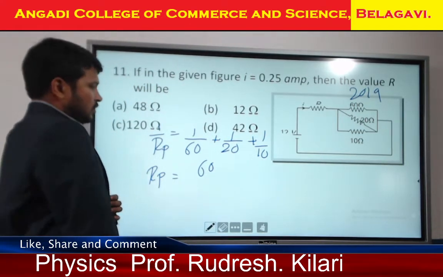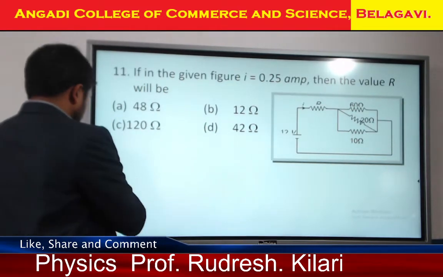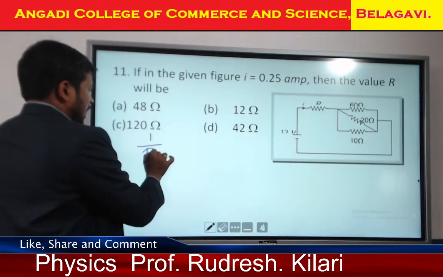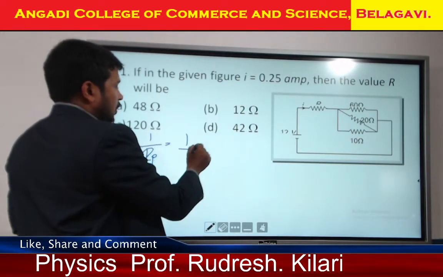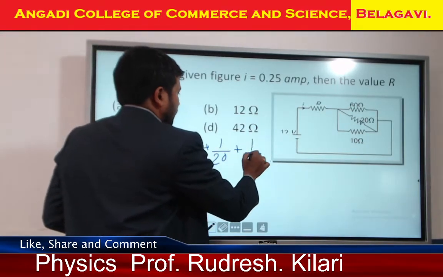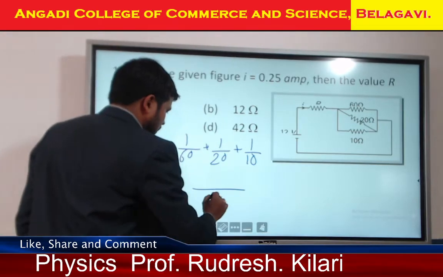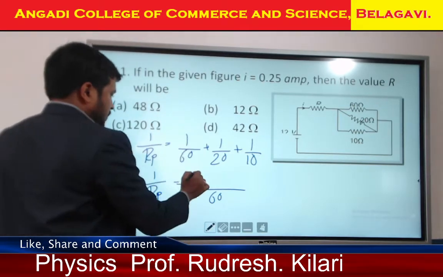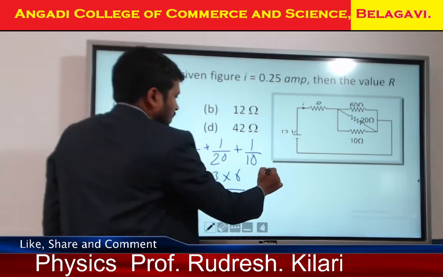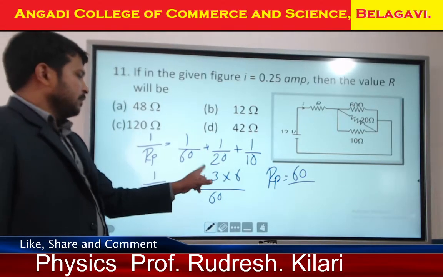The LCM is 60. Okay. Otherwise, if you are confused, I'll draw this one. 1 by Rp equals, that is 1 by 60 plus 1 by 20 plus 1 by 10. Okay. What is the LCM? 1 by Rp equals, this is 60. Okay. This is 1 plus 3 plus 6. Okay. Now Rp equals 60 divided by the sum, 10.